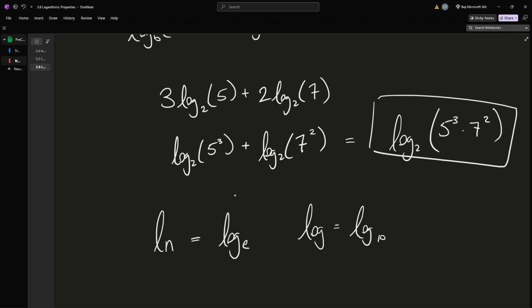Not be too scared if you don't see a base. If you don't see a base, think that's like a base. Like, you want the same. If they both have nothing, you can add and subtract them. If they're both ln, you can add and subtract them.